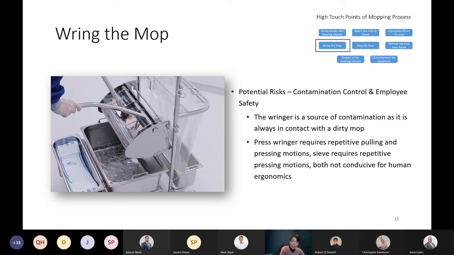So the mop is dipped in dirty solution, and then you wring it. So instantly the wringer is contaminated. And no matter how clean the next mop is, the wringer will contaminate the mop in turn. And then from a human factor standpoint, from an employee safety standpoint, as you can see from this press wringer, it requires repetitive pulling and pressing motions, which is really not good for your body. And also the sieve requires repetitive pressing motion. Both of those motions are not conducive to human ergonomics.